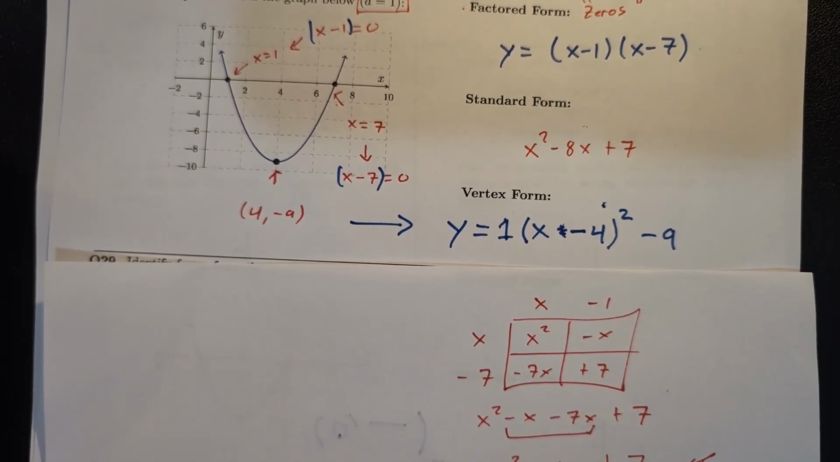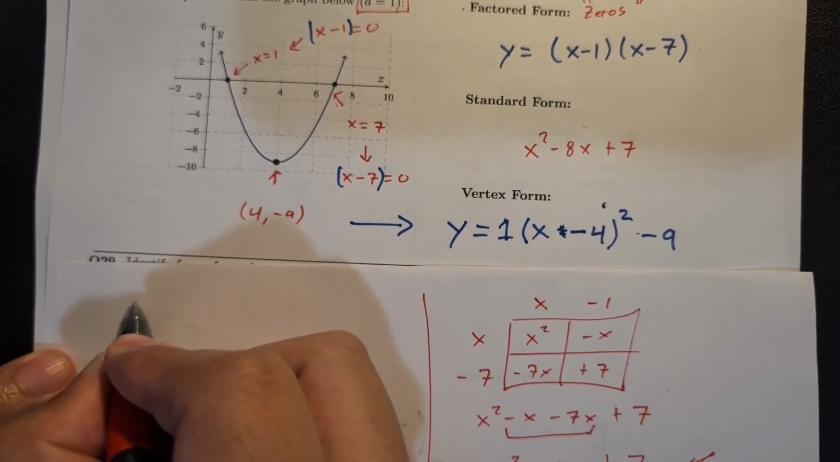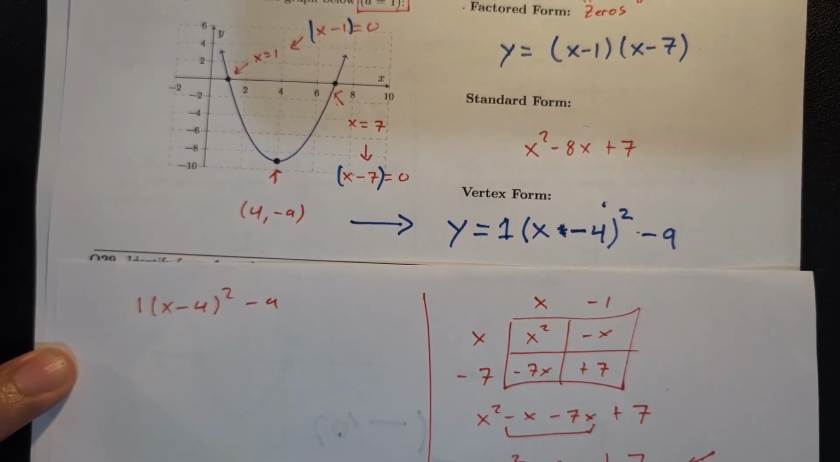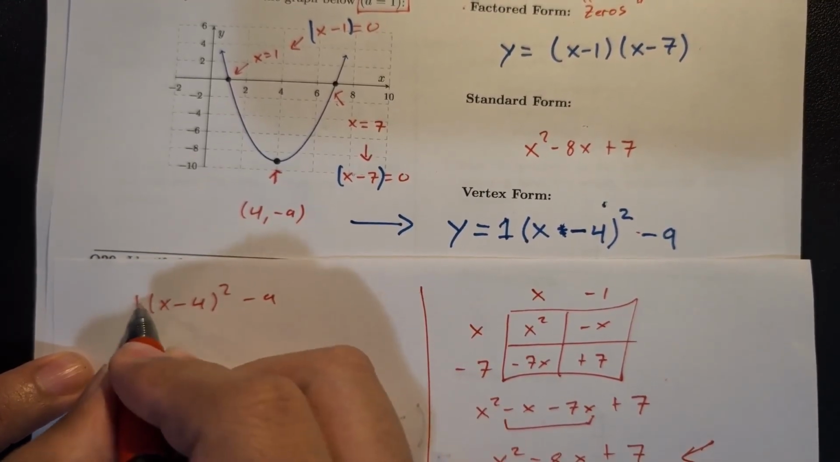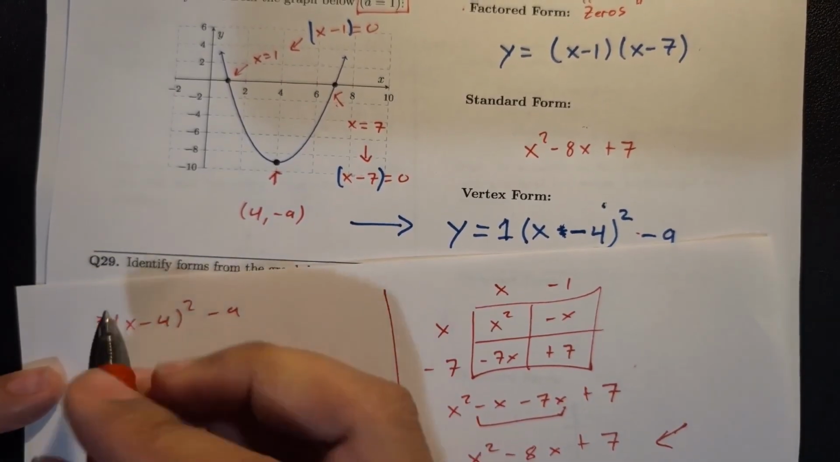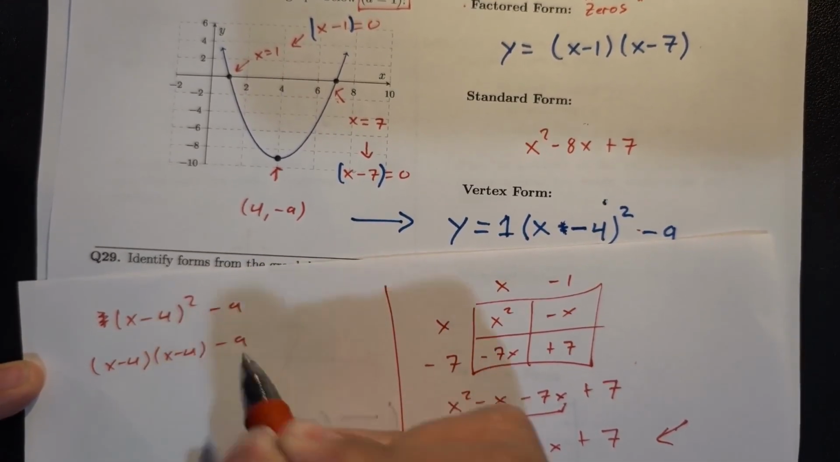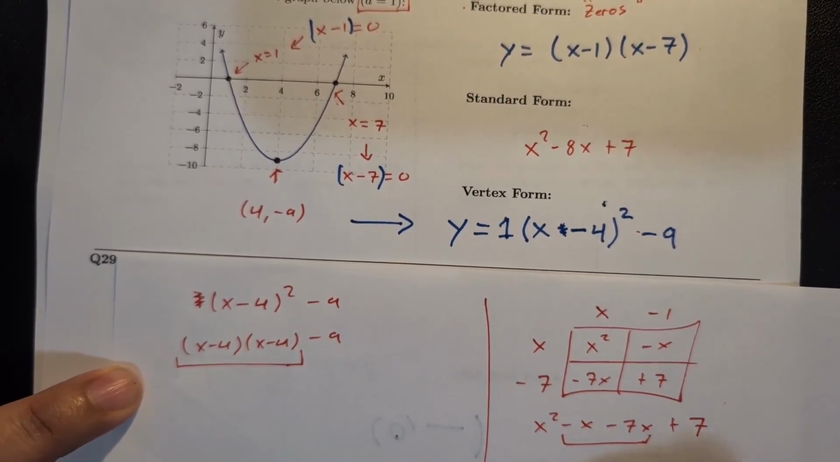Now, to double check that we got this correct, let's expand this one. So I have 1 times x minus 4 squared minus 9. We should be getting the same answer. So we are not. We did something wrong. Let's see. This one basically goes away because it's just a positive one. It's not going to change anything. So we could write this as x minus 4, x minus 4, minus 9. That looks pretty hard.